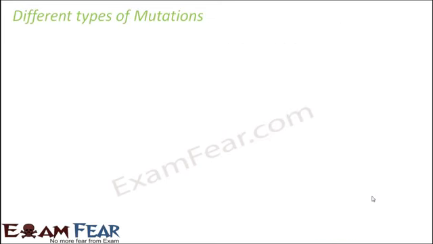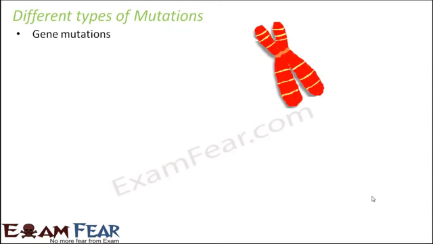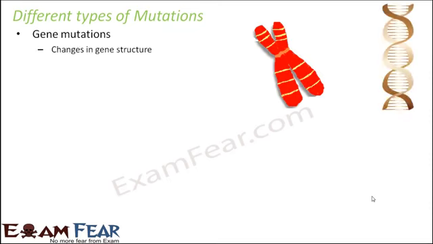There are different types of mutations. Mutations are broadly classified because there are different causes of mutations. Now, these are the different factors which cause mutation, but mutations can happen due to change in the gene structure. It can also happen due to change in the chromosome. So based on that, they have been divided into two types, that is gene mutations and chromosomal mutation.